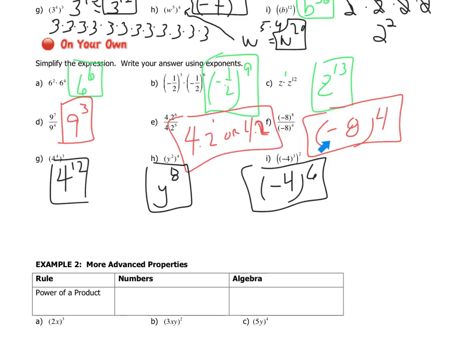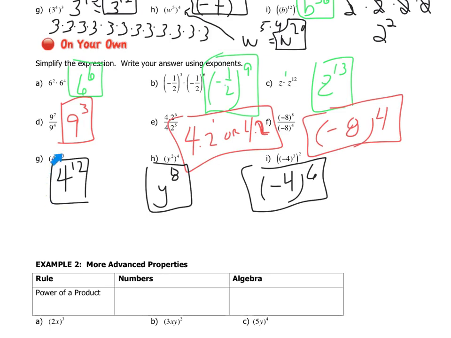This last one definitely needs to have a parenthesis. So remember, our base is a negative 8. If you just put negative 8 without the parentheses to the fourth, that answer is different. It would be a negative answer. Whereas this answer with 4 negatives will be a positive answer. So it's important on your negative bases or on your fractions to definitely have your parentheses around.